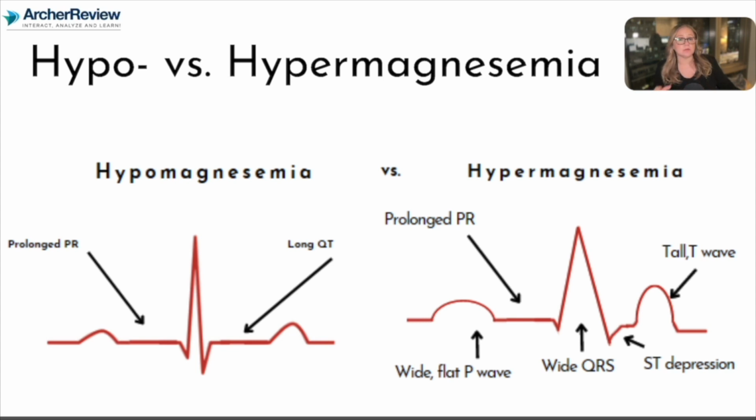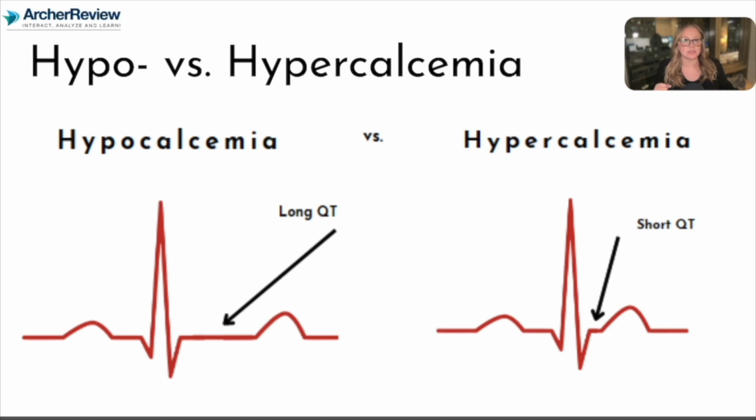In hypomagnesemia, we have a long PR, a long QT, and there's the chance that my client could go into torsades. In hypermagnesemia, we see some really similar EKG changes to hyperkalemia. A wide flat P, a prolonged PR, a wide QRS, and a tall T wave. It's important to note it's not a tall peaked T wave, and if you see that, you're dealing with high potassium. Lastly, calcium affects the QT interval. Low calcium produces a long QT, and high calcium produces a short QT.